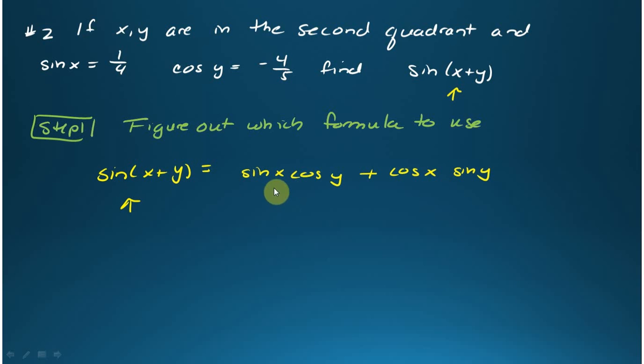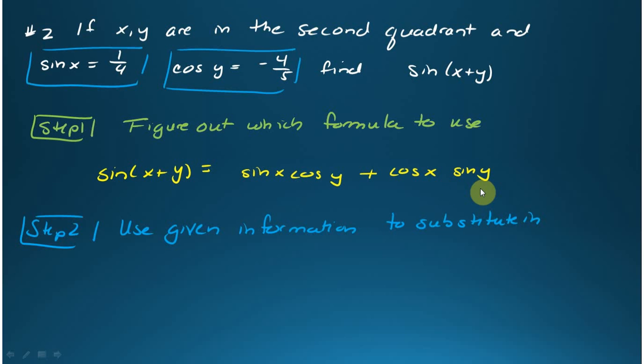So my job is to fill in what sine x, cosine y, cosine x, and sine y are. My given information is where I start. Sine x is 1/4, given to me. Cosine y is minus 4/5, given to me. So using that given information, I'm going to substitute that in. Let me back that up so you can see that animation. Sine x is 1/4, cosine y is minus 4/5. I substitute those values in right over here.